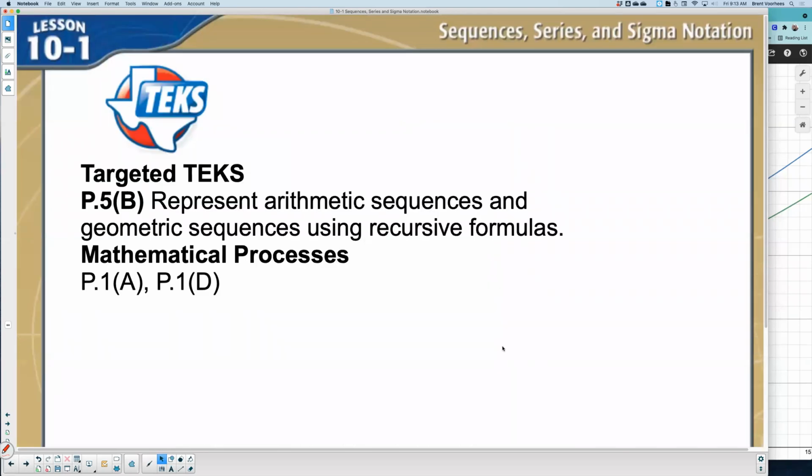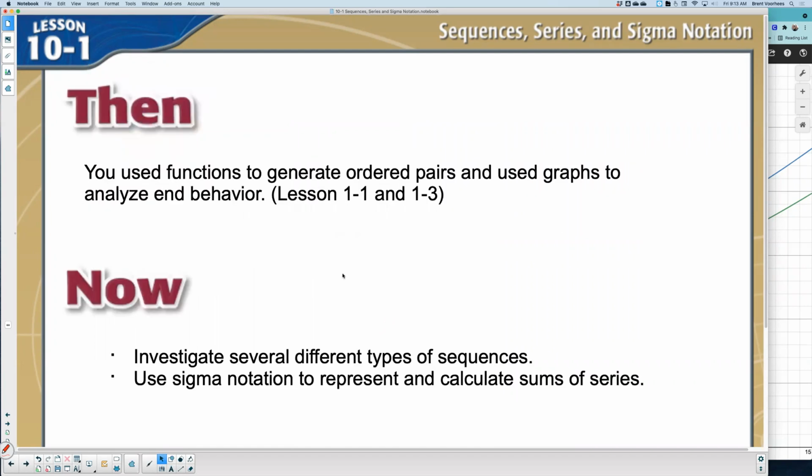Moving on, chapter 10. We're going to look at representing arithmetic and geometric sequences using recursive formulas, among other things today, as well as sigma notation. Overall, we're starting a chapter on sequences, series, and sigma notation. That's what we're looking at.